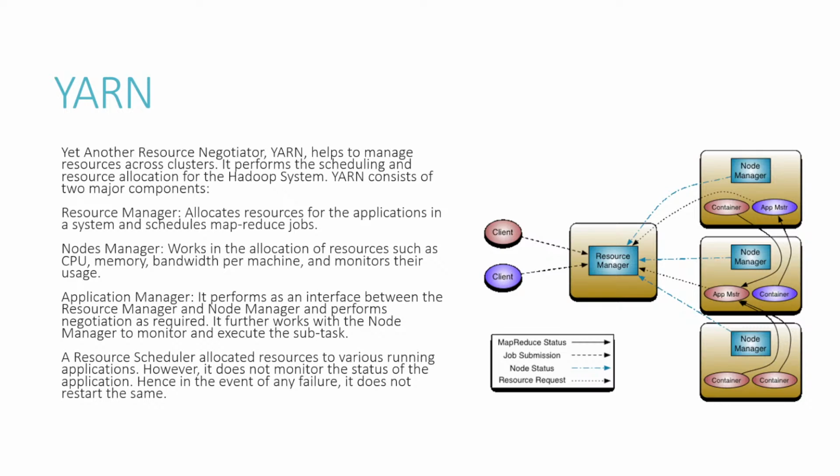A resource scheduler allocates the resources to various running applications, but it does not monitor the status of the application. So if there's any failure, the resource scheduler will not really restart the job. So that's Yarn. I use Yarn all the time, but I'm not an expert in Yarn. So let me move on.